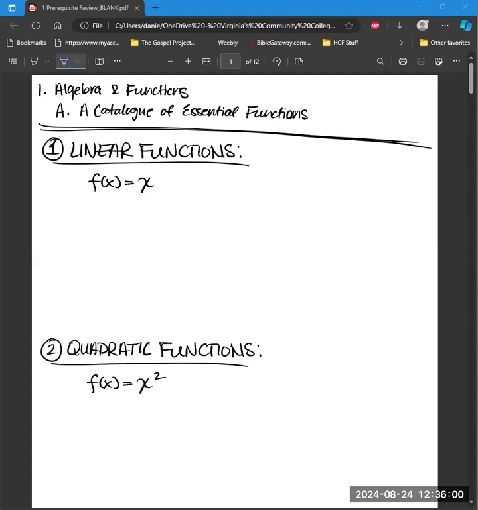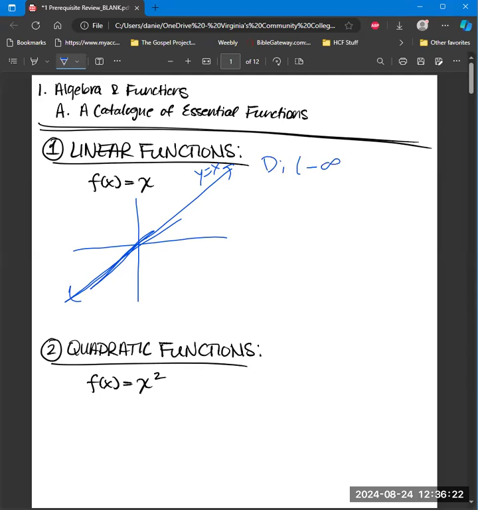And the first one we'll talk about is a linear function. In the library of functions, a linear function is going to be the line y equals x. So it's going to look like this, the identity function, y equals x. The domain of this function is going to be negative infinity to infinity. The range of this function will also be negative infinity to infinity.